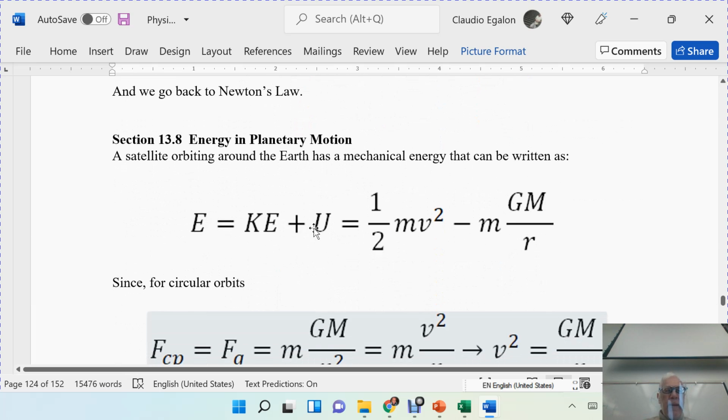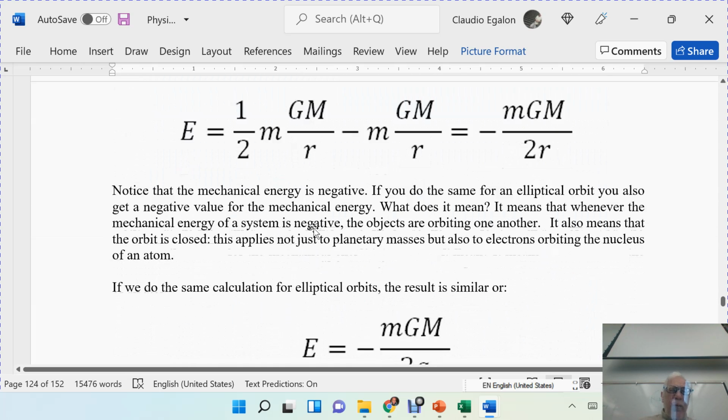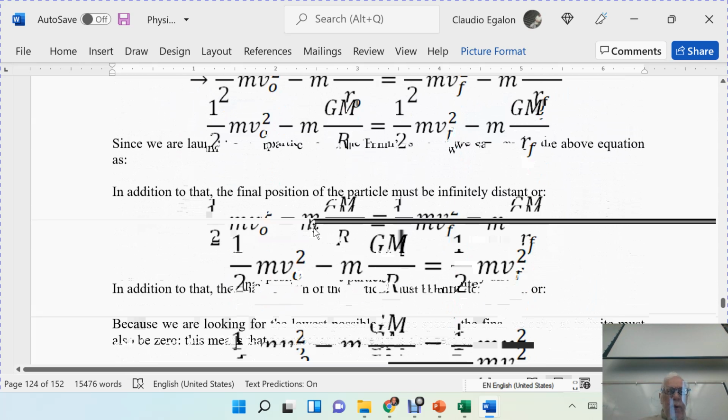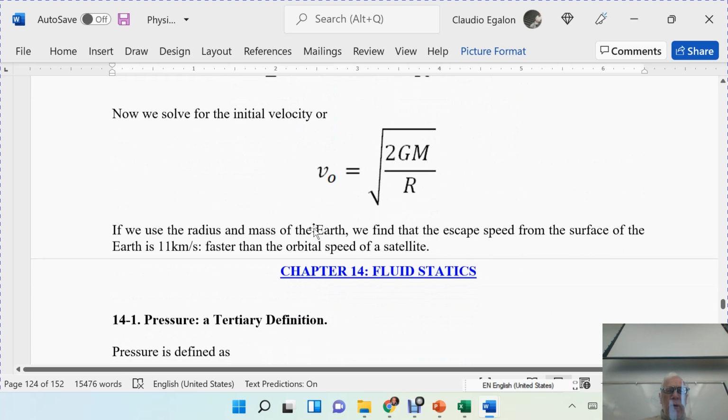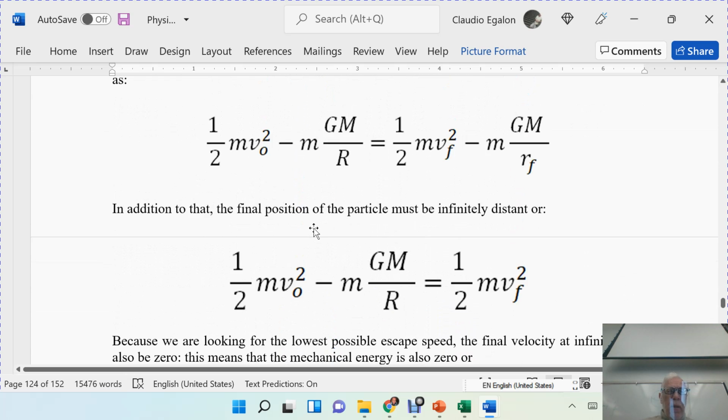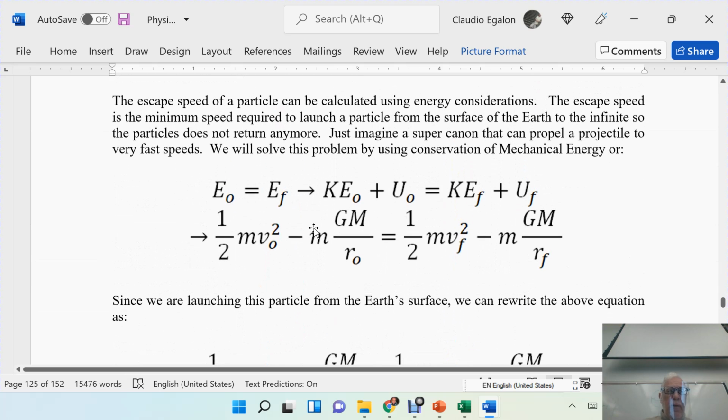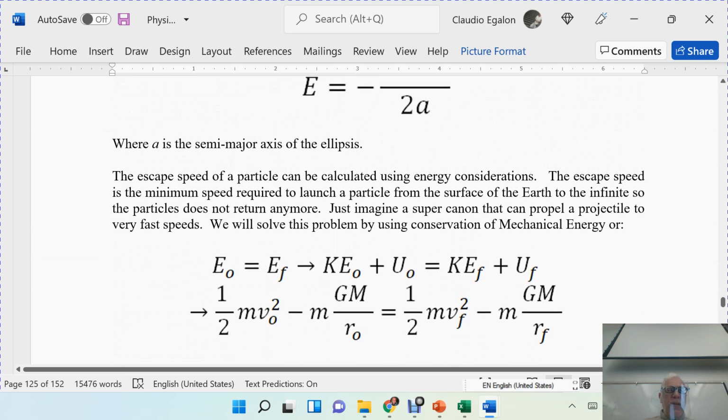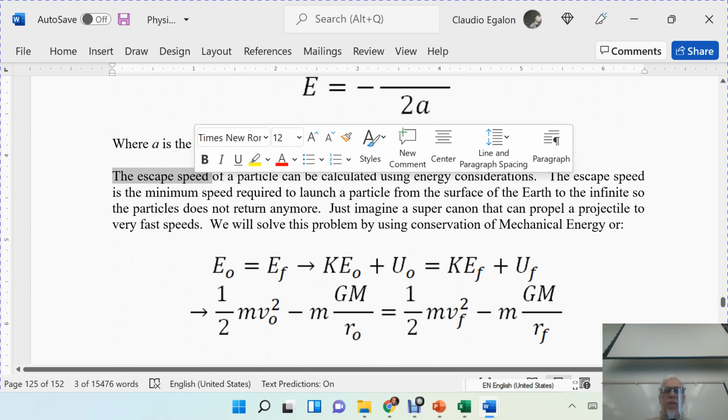Energy in planetary motion. I'm going to do an example. We're running out of time. We already found the orbital speed. Now what we're going to do is find the escape speed of a particle from the surface of the Earth.